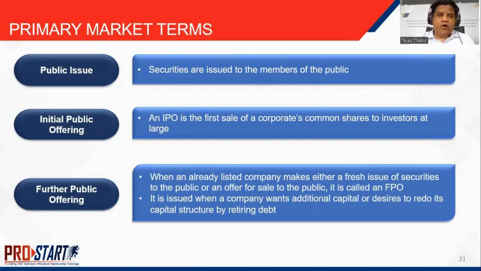Typically, a company which has already gone the IPO route may require further money, and they may want it from the general public. In that case, they can issue an FPO, or further public offering. That is, second time they can go to the general public. Now, why would a company want money again? It could be for expansion purposes. It could be they want additional capital assets. They want to create capital assets or buy some machinery, etc., at a bigger level. Also, when they want to redo its capital structure.